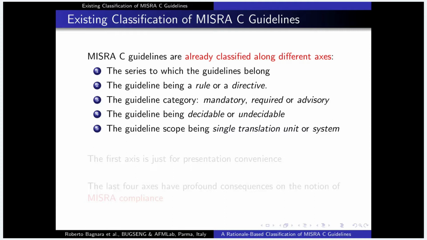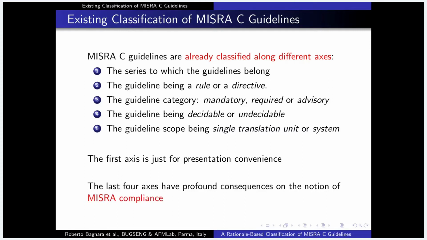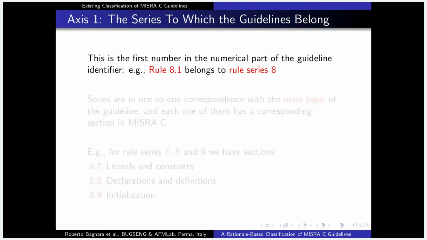So every guideline is in one series, and a guideline might be a rule or a directive independently, and every guideline has a category that may be mandatory, required, or advisory. A guideline may be decidable or undecidable, and a guideline scope may be a single translation unit or system. While the first axis is just for presentation convenience, the last 4 axes have very deep consequences on the notion of MISRA compliance.